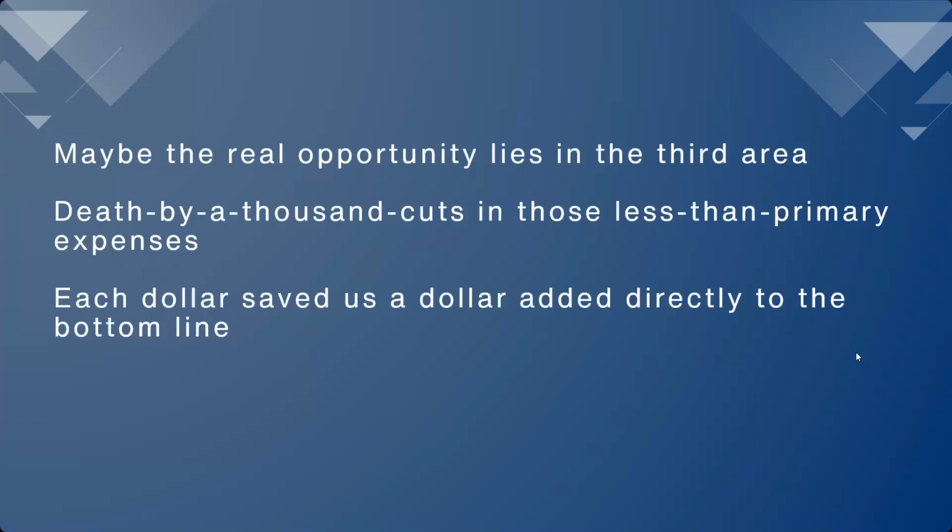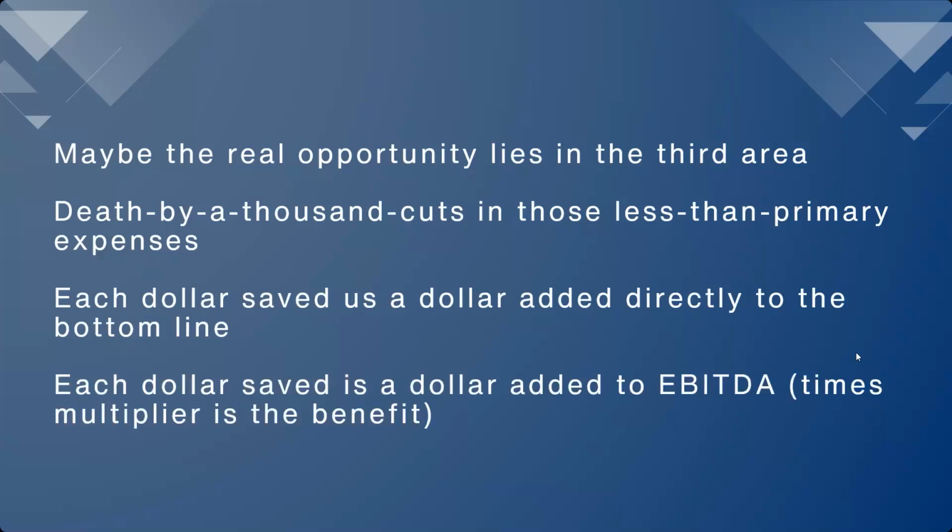And so really the point here, though, is each dollar saved below that gross margin line is a dollar added directly to your bottom line or directly to your EBITDA. And of course, the value when you add it to EBITDA, if you're looking at a capital sale or sale of the business or whatever, is then times the multiplier in your industry. It's certainly a big benefit if you can cut dollars down in those costs below the gross margin line. So I want to talk about that a little bit, and really that's where my concentration is going to be here.